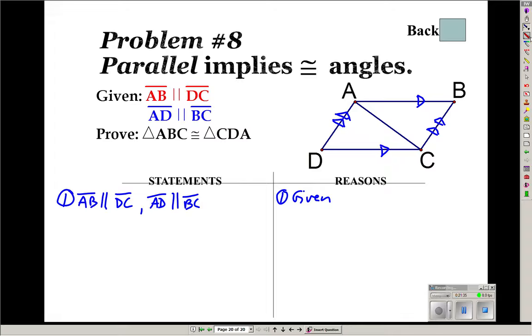Now the thing to remember here is that when lines are parallel, you have congruent angle pairs. If AD and DC are parallel, cut by that transversal, you have alternate interior angles that are congruent.